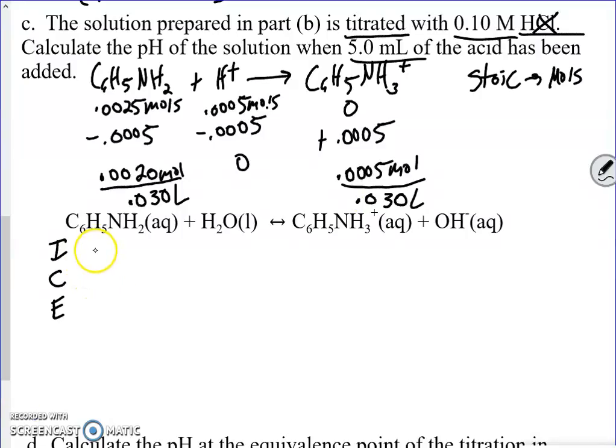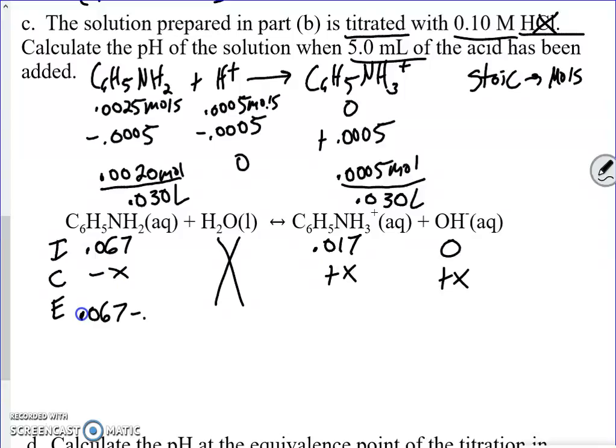Okay, and what I'm getting for those is for the base, 0.002 divided by 0.03, I'm getting 0.067 molar. And for the conjugate acid, the 0.0005 divided by 0.03, getting 0.017 molar. And again, we're assuming 0 hydroxide, and we don't care about the water. So minus x, plus x, plus x: 0.067 minus x, 0.017 plus x, and x. And again, we're looking very much like a buffer because that's essentially what we have.